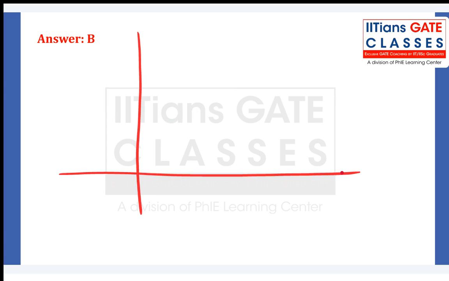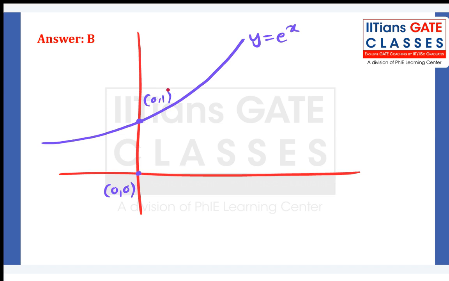So y equal to e power x is a monotonically increasing function. And when you put, let's say this is your origin, so when you put x equal to 0, y is turning out to be 1. So it is some function like this. Okay, so this will be your y equal to e power x. And this point will be nothing but x is 0, y is 1. Okay, so this is about y equal to e power x.